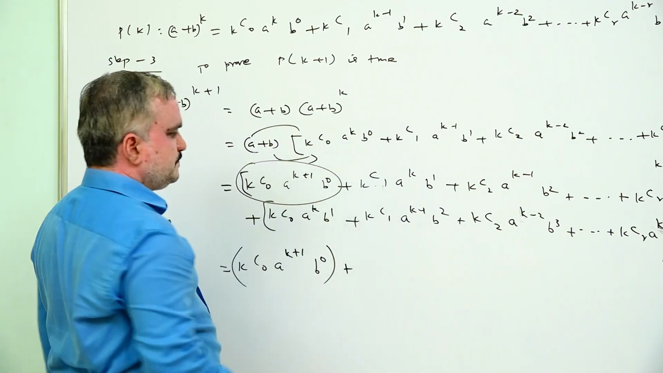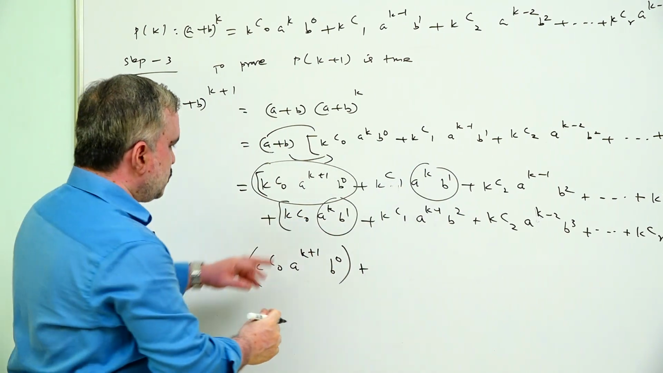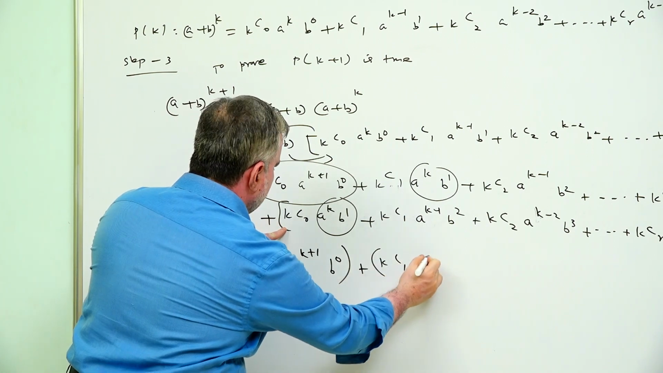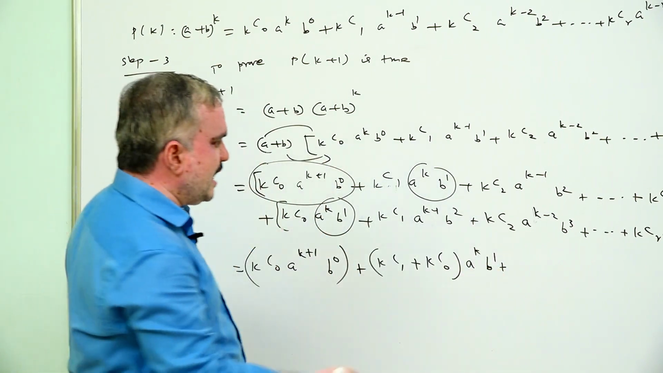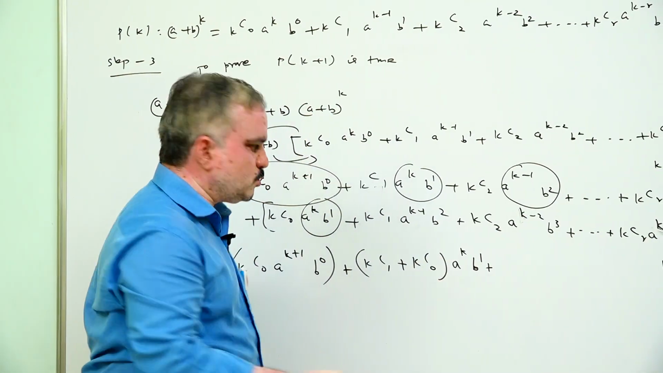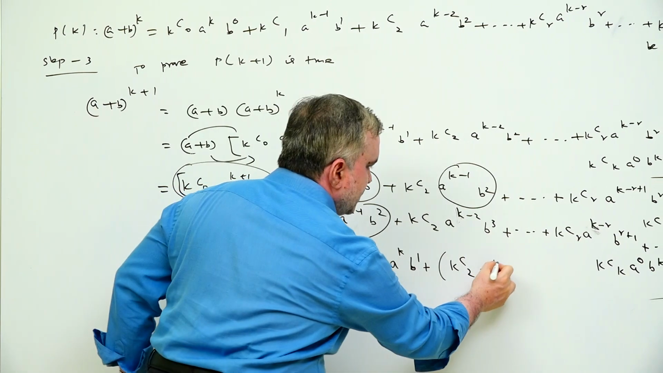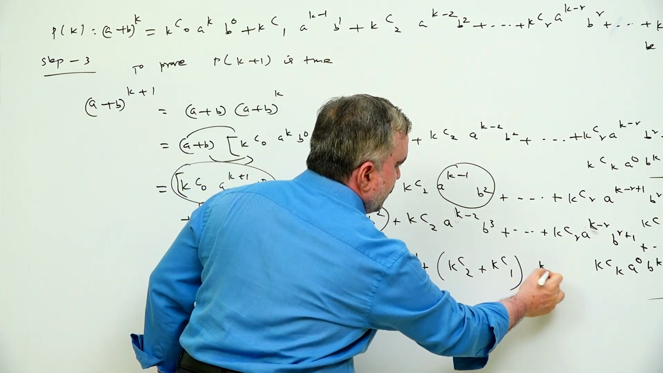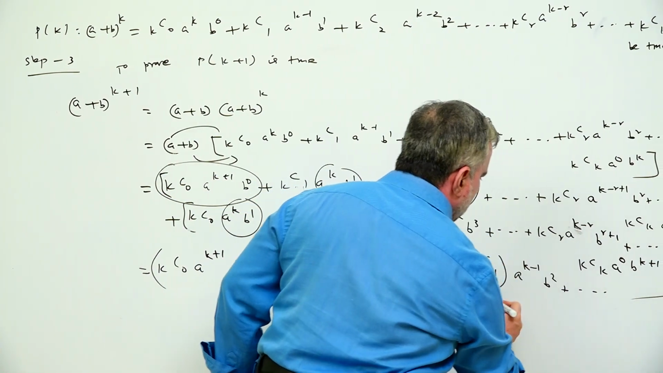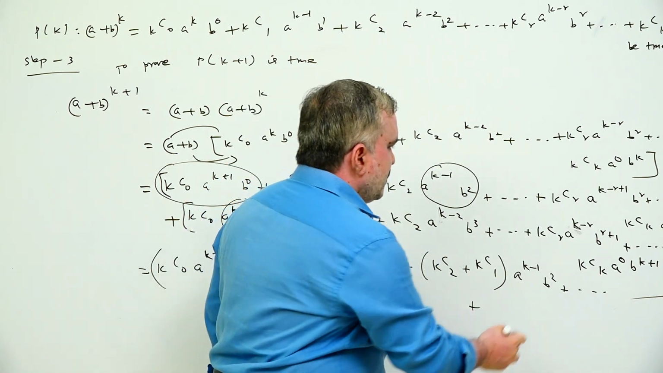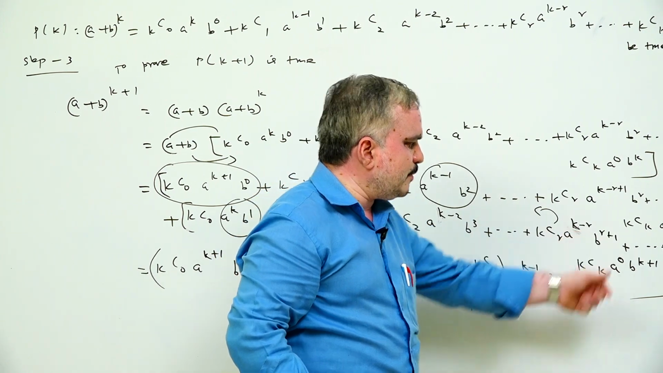Then we add a power k b power 1 coefficient. So we add kc1 plus kc0 a power k b power 1. Similarly, you know the idea, then take a power k minus 1 b square coefficient, we add, we get kc2 plus kc1 into a power k minus 1 b square. One question I am asking you: what is the term before kcr a power k minus r b power r minus 1?